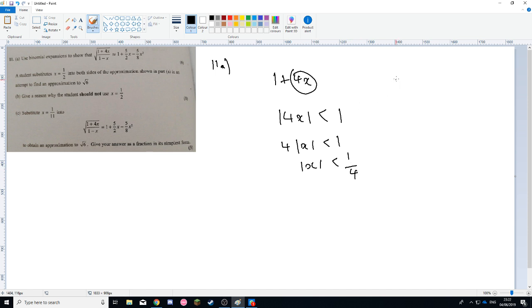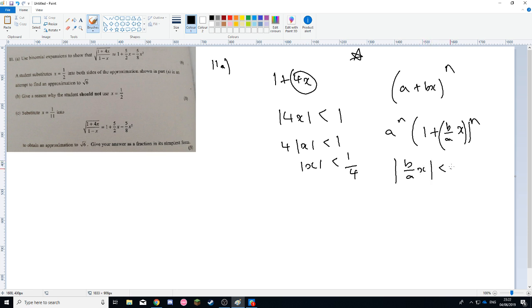In general, whenever you have something of the form a plus bx to some power n, you factor out the a first: a to the n, 1 plus b over a x, all to the n. This is a very general thing. Then we want this term to be less than 1, so mod of b over a x has to be less than 1. Therefore, mod of x has to be less than a over b. You don't have to remember it, but you just have to keep in mind that you want to have it in the form of 1 plus kx, something like that.